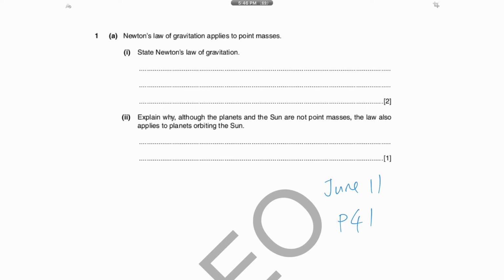For 3 marks, definitely 1 mark for point masses. Alright? For 2 marks, a bit risky if you don't write for point masses. So you go back and do that, no problem.